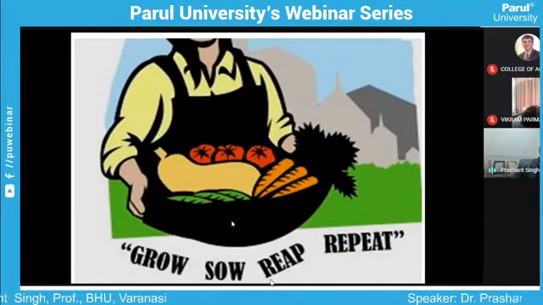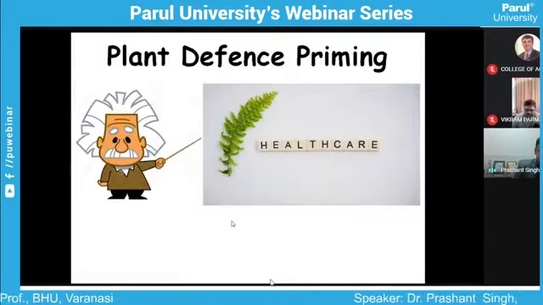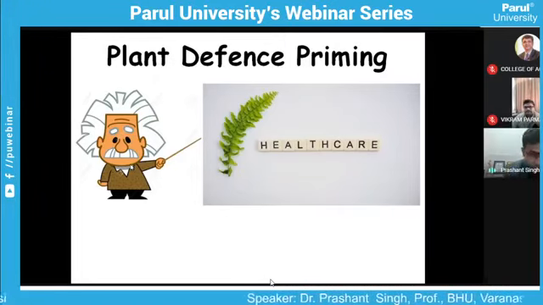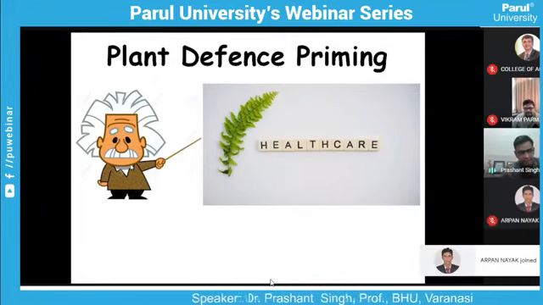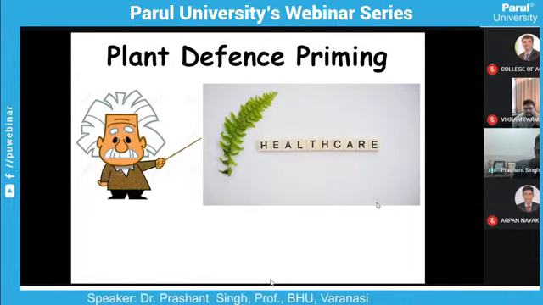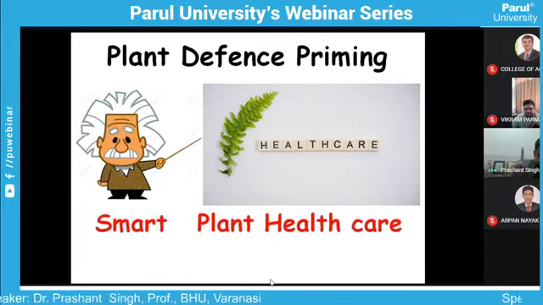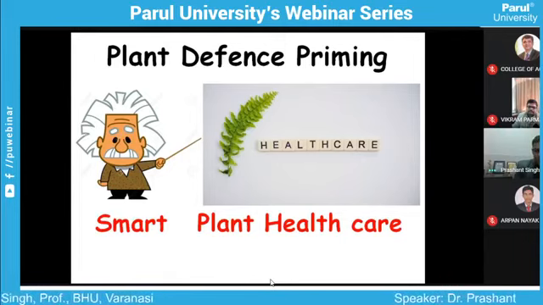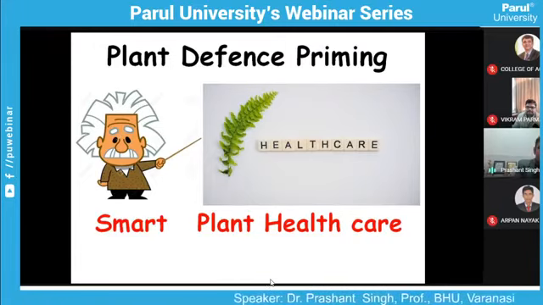And I think this is the last slide. So we know that he is Albert Einstein. He was smart. We know that there are a number of ways you can protect plant health care. If you use plant defense priming, it is smart plant health care. It means you are protecting the plant, but this is the smart way to protect the plant, because you are ticking all the 3 P's that are required for sustainable agriculture.